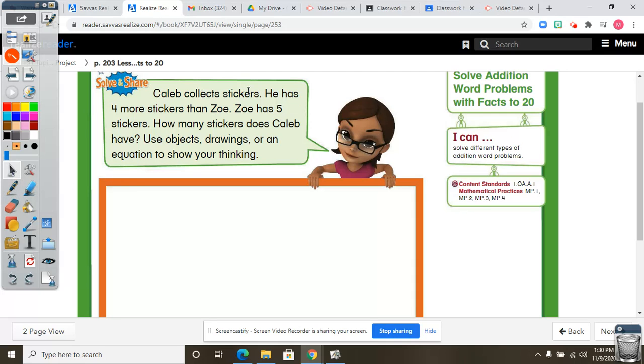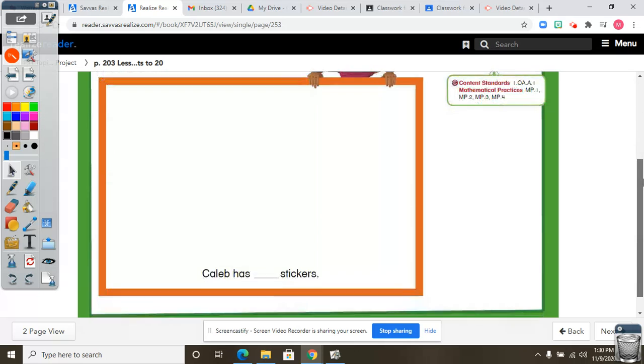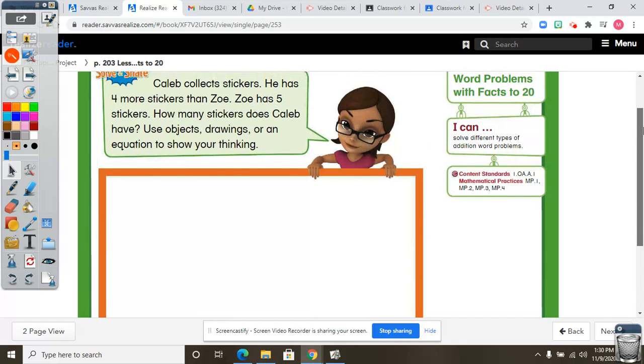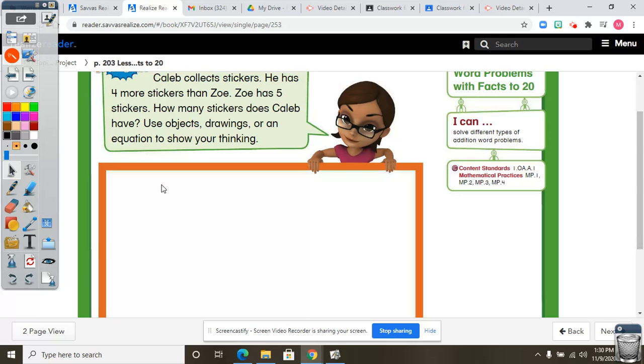Caleb collects stickers. He has 4 more stickers than Zoe. Zoe has 5 stickers. How many stickers does Caleb have? Use objects, drawings, or an equation to show your thinking. Okay, this one would be good if we made a picture for it. So let's start with, well, Caleb collects stickers. He has 4 more stickers than Zoe. So we don't really know how many stickers Caleb has yet. But it did say that Zoe had 5 stickers.